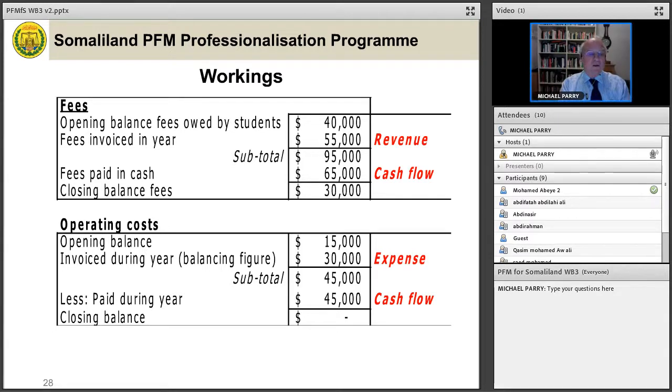And your operating costs, same principle. We had an opening balance of $15,000. Invoiced during the year was $30,000. That's the balancing figure. You've got to calculate that. The amount paid during the year was $45,000, and there is no closing balance. All of the opening balance and the amount invoiced in the year was paid off. So we have an expenditure item in the operating statement of $30,000 and a cash flow of $45,000.